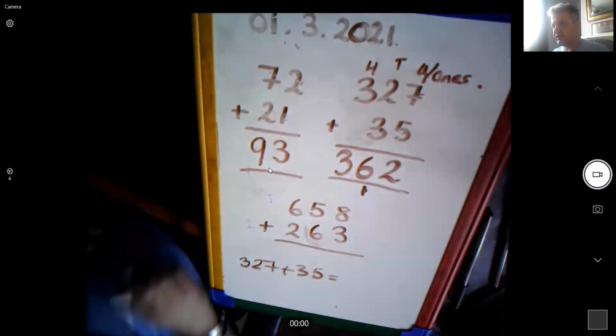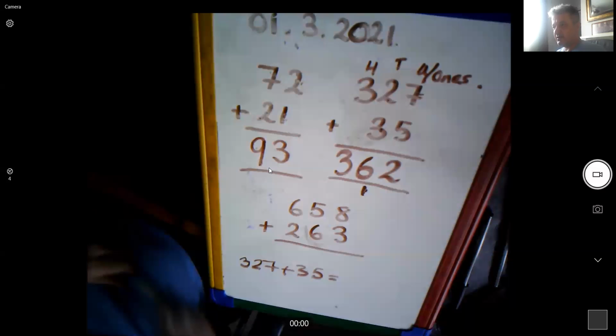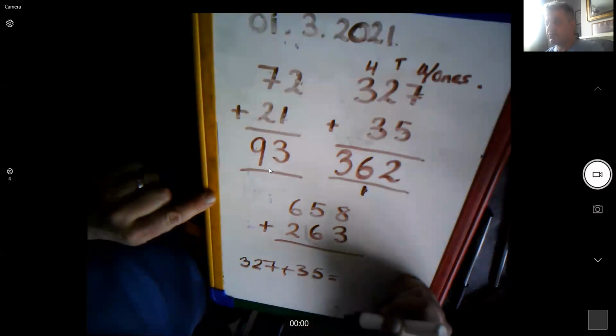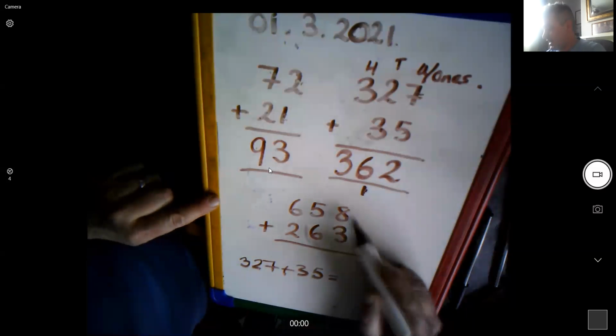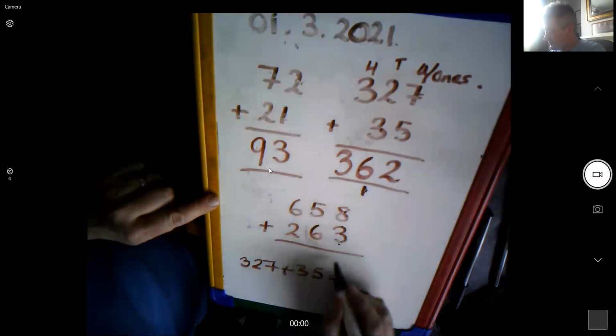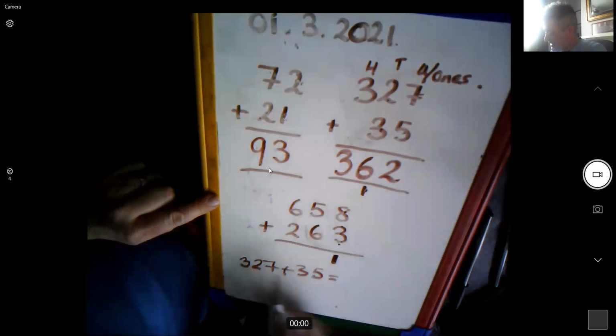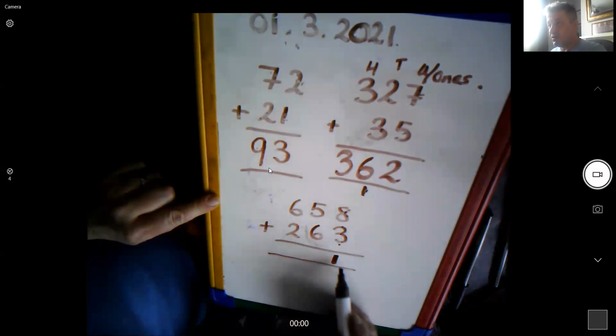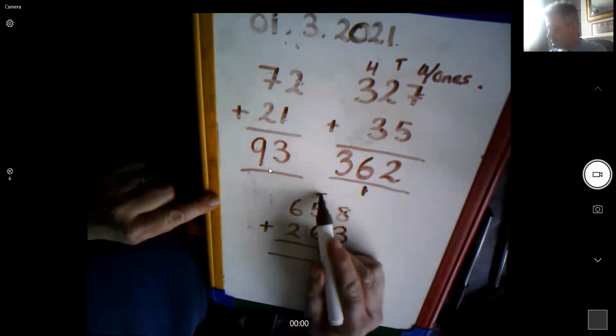Slightly harder one here with more renaming. 8 and 3. What's 8 and 3? 8, 9, 10, 11. So 11. 11 is made out of 1, 1, 1, and 1 10. My tens goes in the tens column.